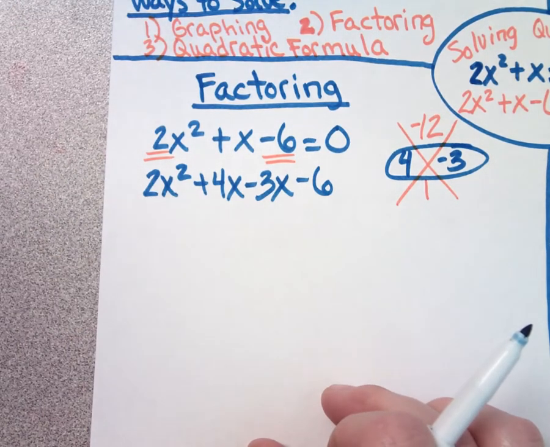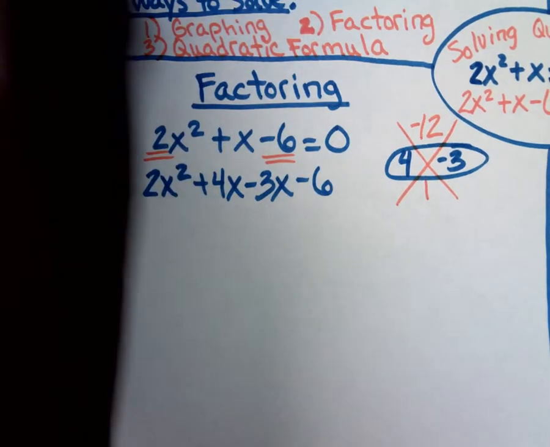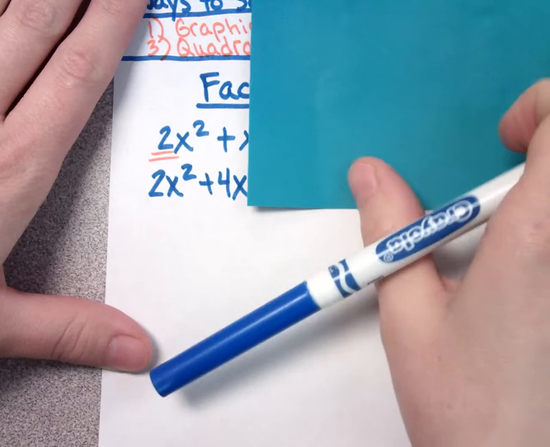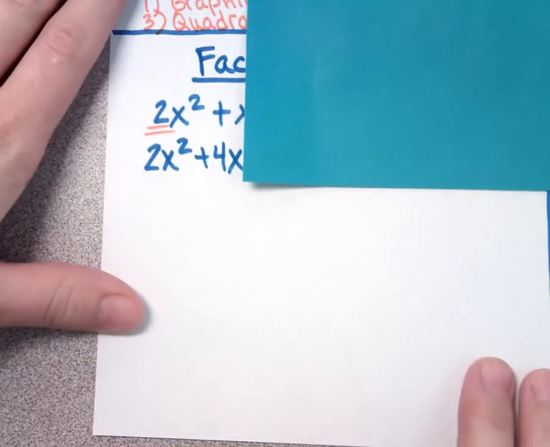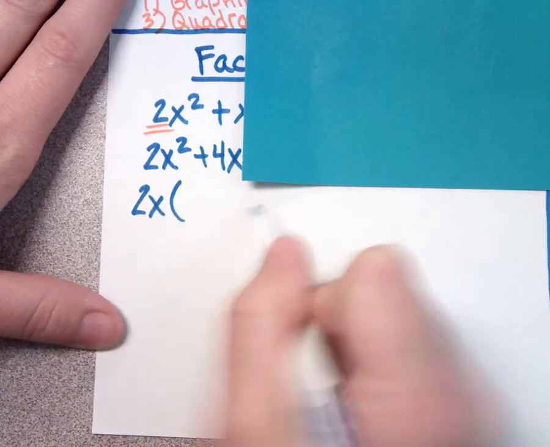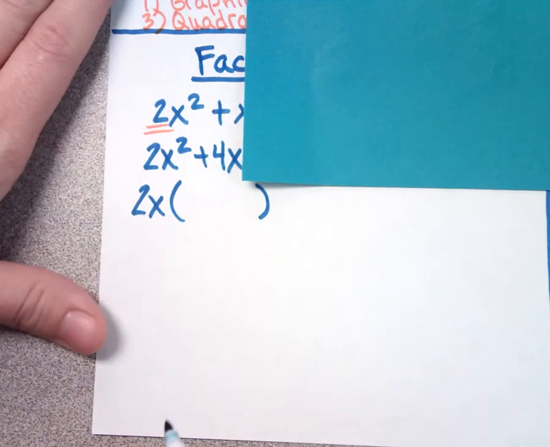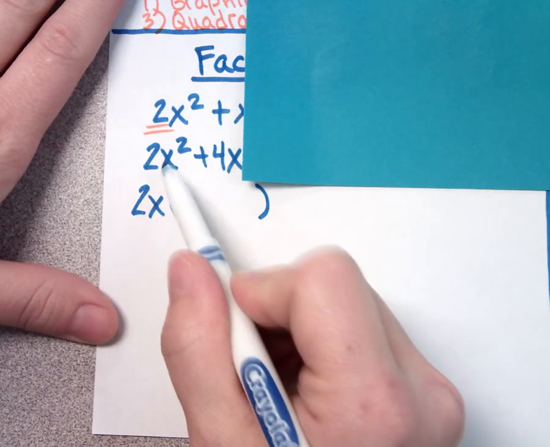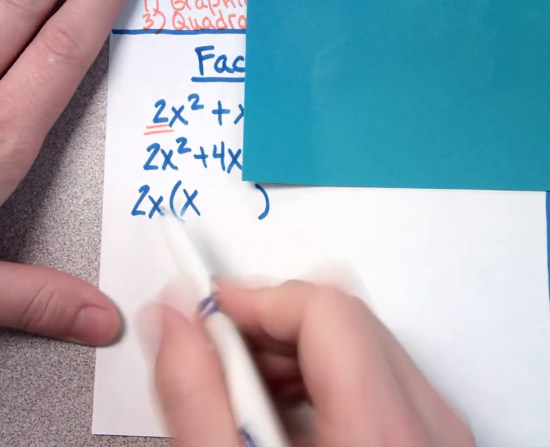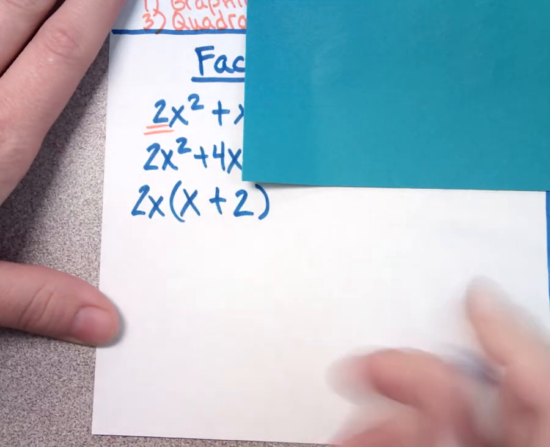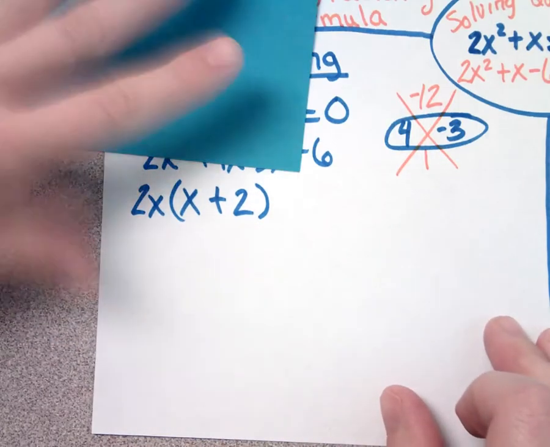Okay, and then at this point, I'm going to cover up my back 2 things, and I'm going to look at my first 2 pieces. And what's your GCF out of your first 2 pieces? 2x. Once you find your GCF, build your parentheses behind them. 2x times what is 2x squared? X. 2x times what is 4x? 2.